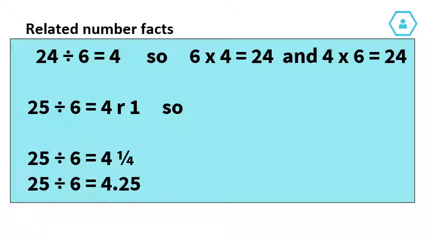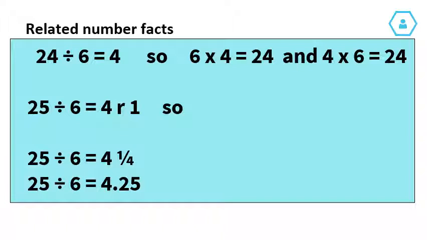Now let's look at some related number facts. I've chosen smaller numbers here just to make it a bit simpler. I did try it with large numbers and I almost went crazy. So let's go. 24 divided by 6 is 4. And we know that because we actually know a related number fact as well, which is 6 times 4 is 24, or 4 times 6 is 24. That's because multiplication is the inverse or the opposite of division. So we've got nice, neat, related number facts going on there.